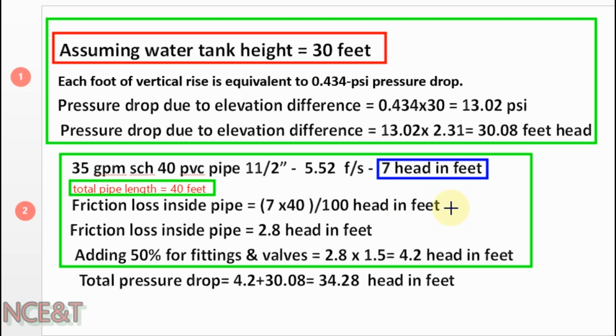This is normal practice, that we add 50% to it for the loss inside fittings and valves. Then the total friction loss inside the pipe will be 2.8 into 1.5, and it will be equal to 4.2 feet. Now let us calculate the total pressure drop. First we have calculated the pressure drop due to the elevation height, which is 30.08, and the second value due to friction loss we have calculated, which is 4.2. Then the total pressure drop will be equal to 34.28 feet.